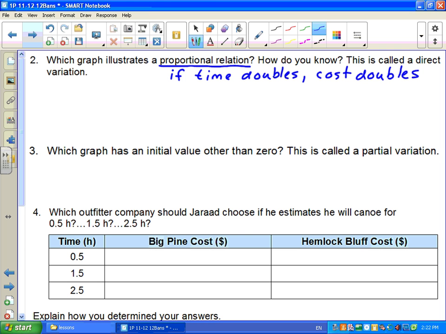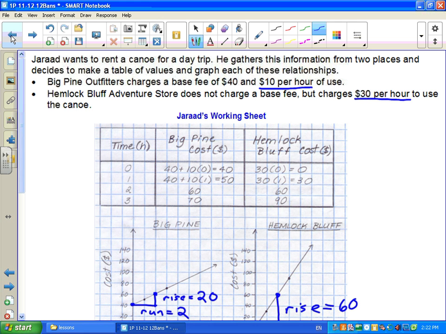Okay? So let's look back at our two tables. And let's look for one where if we double the time, the cost will double. So we're doubling the time if we go from 1 to 2. There it's doubled. For Big Pine, is the cost doubling as well? What do you think, Riley? Does the cost double going from here to here for Big Pine? Is 60 twice as big as 50? No, it doesn't. But what if we look for Hemlock Bluff?